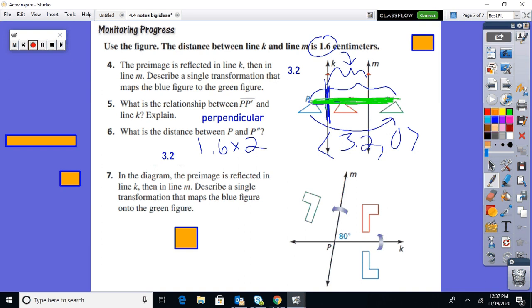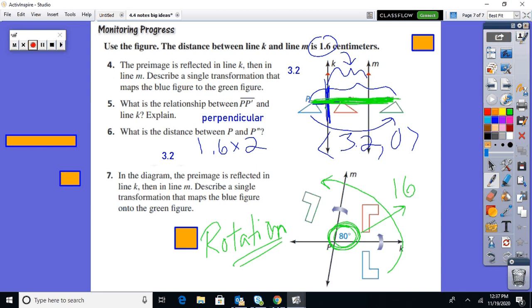Then in number 7, in the diagram, this first blue image is reflected in K and then M. So how do we get up there? Describe a single transformation. Well, of course, this is going to rotate, so it's a rotation. Whenever you reflect in intersecting lines, it's a rotation. And of course, you gotta take your 80 and double it. So that gives you the degree of rotation that you have.